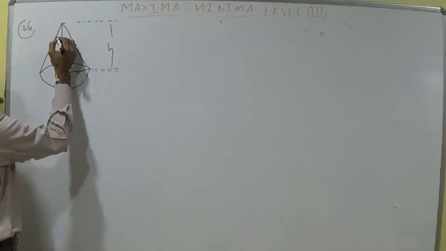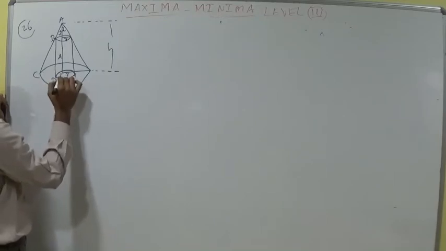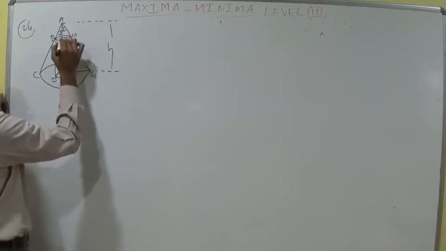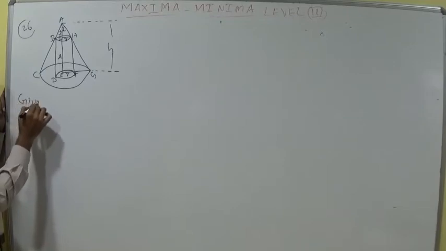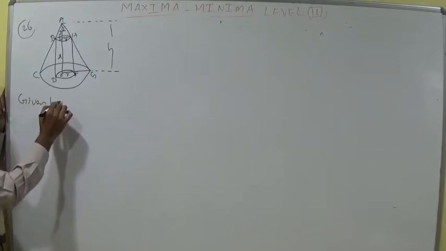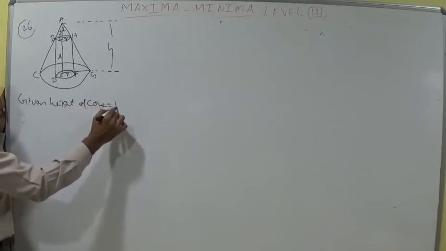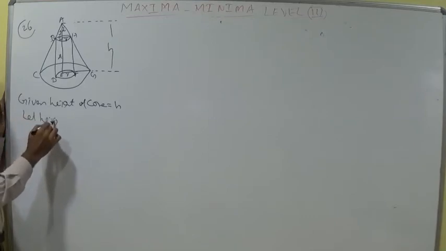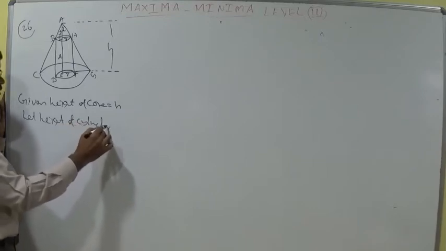Given height of the cone is equal to H. Let the height of the cylinder be x. Base radius of the cylinder is r.